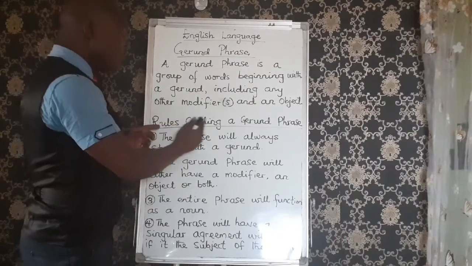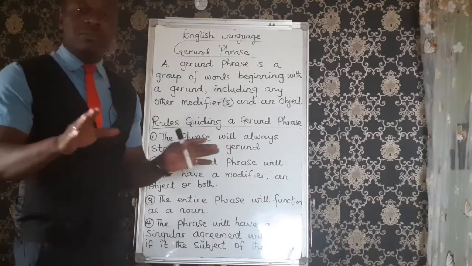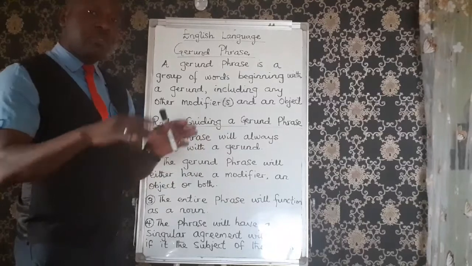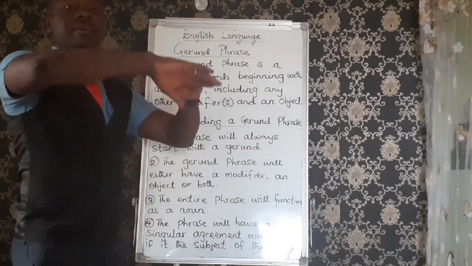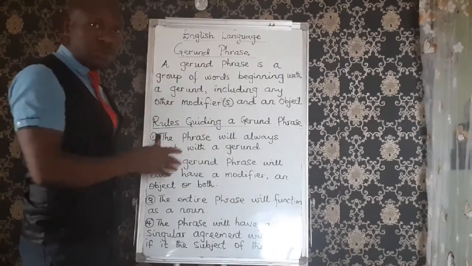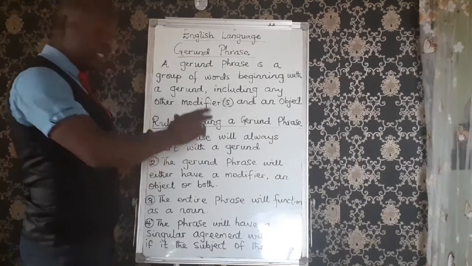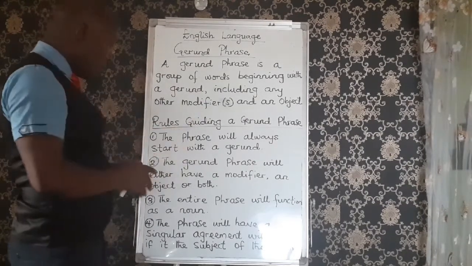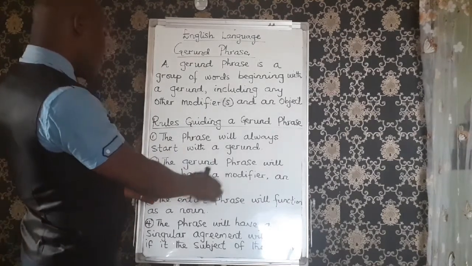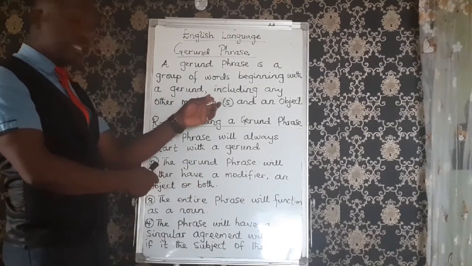Now let's look at rules guiding a gerund phrase. These will help you to identify a gerund phrase wherever you see it. Even if you're sleeping and you're woken up, to identify a gerund phrase in an essay, you'll be able to do it if you can follow the definition and this rule. What does the rule say? The first rule says the phrase will always start with a gerund. We've talked about that, so no need to dwell too much on that. Rule 2 says the gerund phrase will either have a modifier, an object, or both. We also talked about that while explaining the definition.